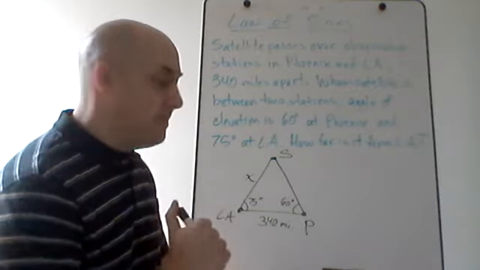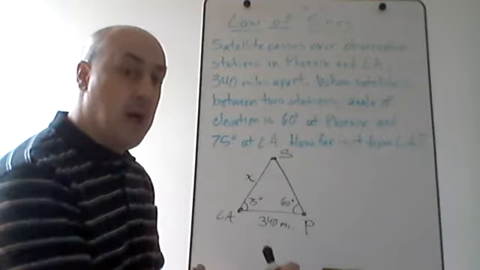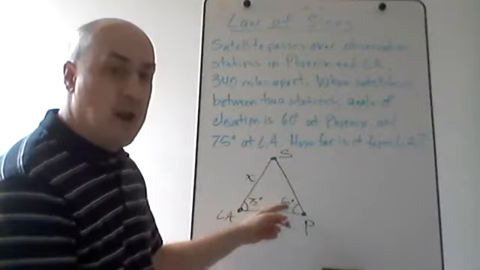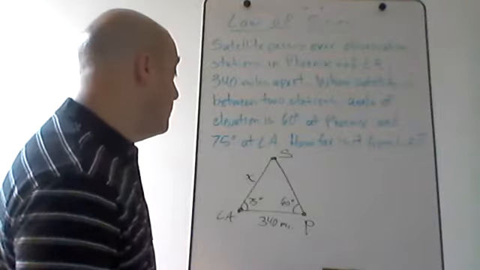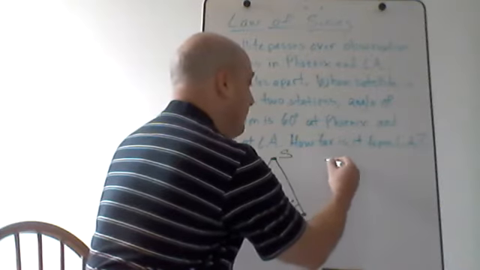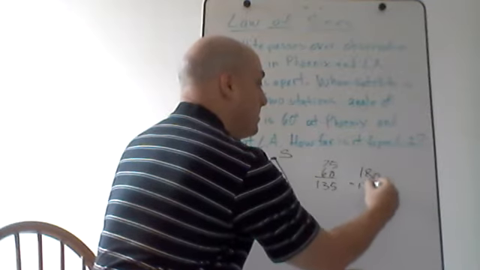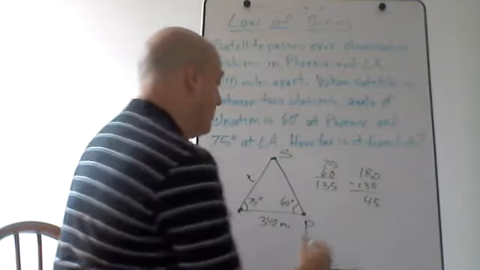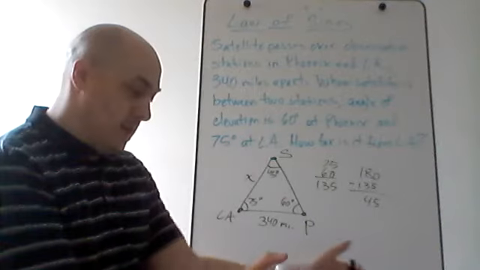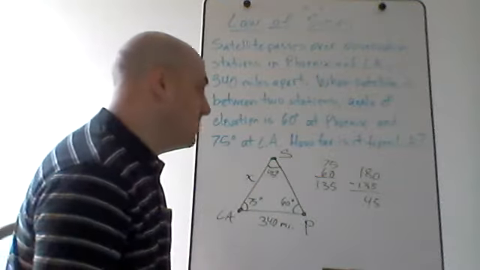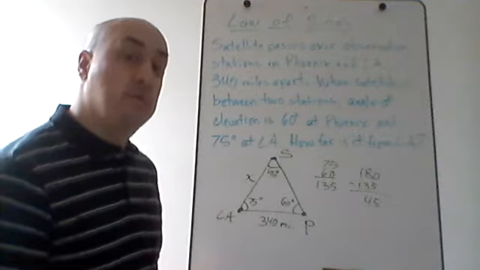But I can figure out this angle here. In order to use the law of sines, I need an angle and its opposite side. If I know two of the angles of a triangle, I can always solve for the third angle, because all three angles of a triangle always have to add up to 180 degrees. So if I add up the 75 and the 60, that's 135 degrees, and 180 minus 135 is 45 degrees. So the angle at the satellite, looking to Los Angeles and to Phoenix, is 45 degrees. Now I know that angle and its opposite side, so now I can use the law of sines.